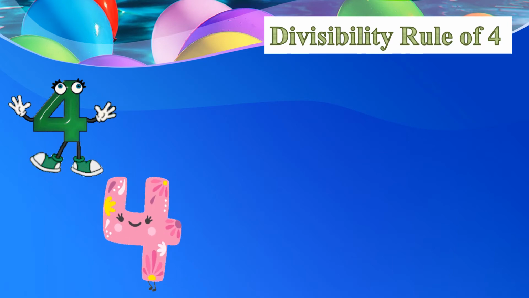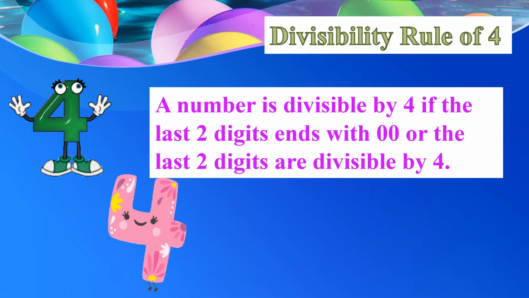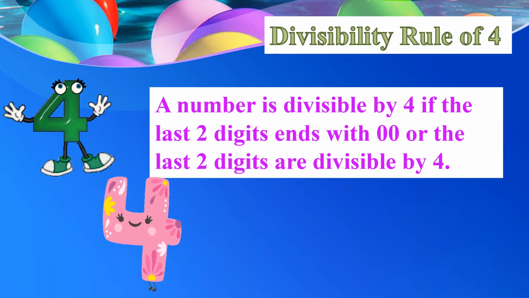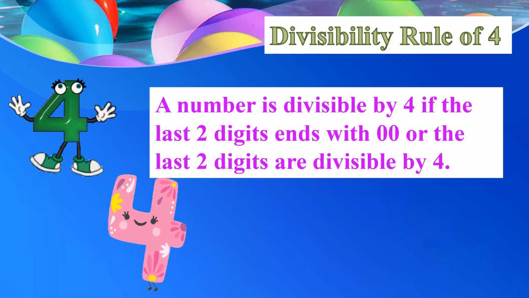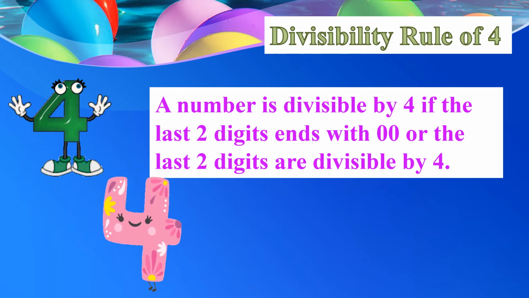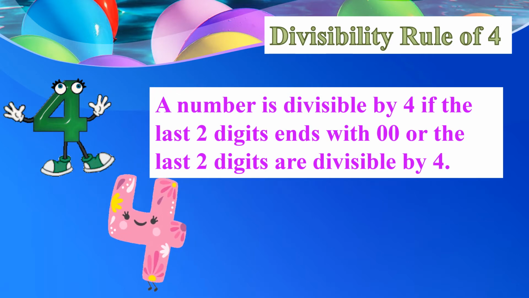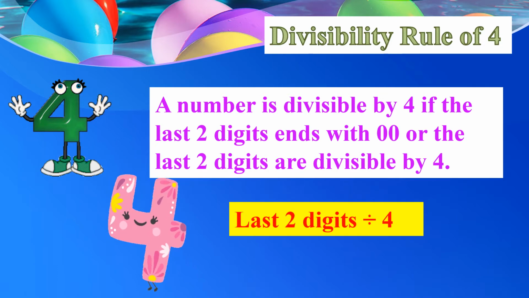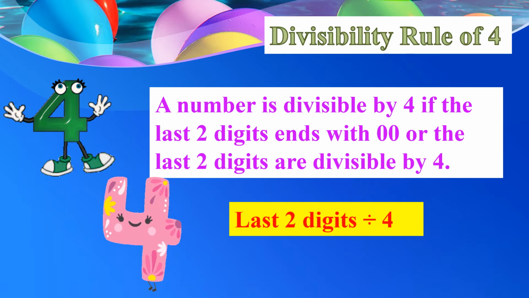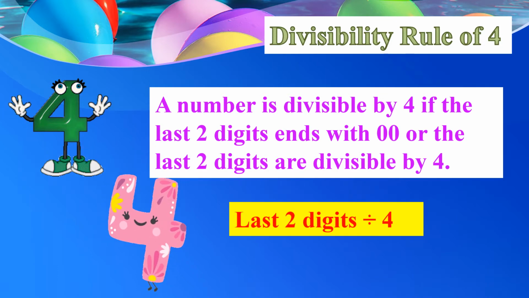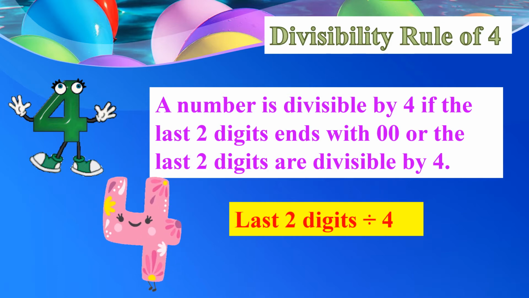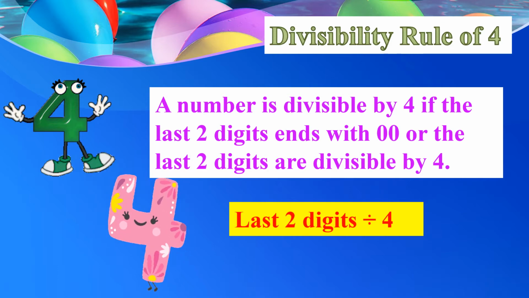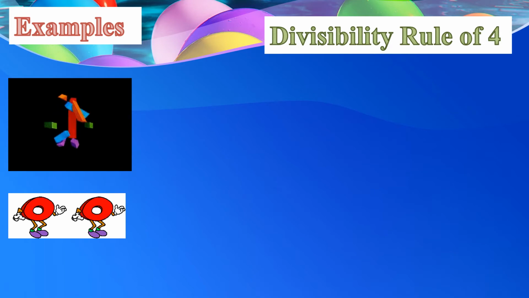Divisibility rule of 4. A number is divisible by 4 if the last two digits end with 0, 0 or the last two digits are divisible by 4. In short terms, we can tell the last two digits should be divided by 4 without leaving any remainder. Let us see the divisibility rule of 4 with an example.